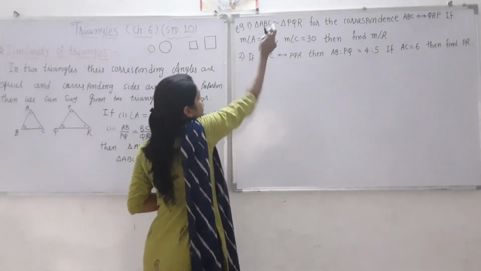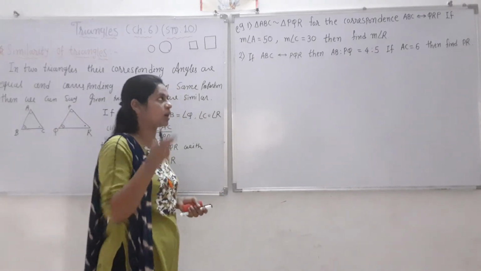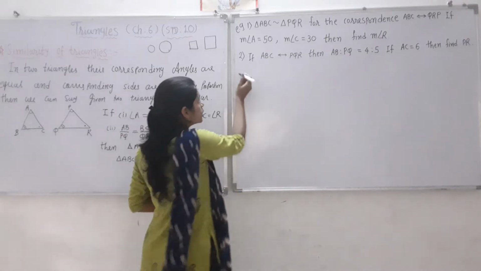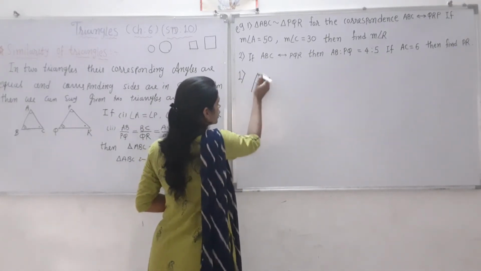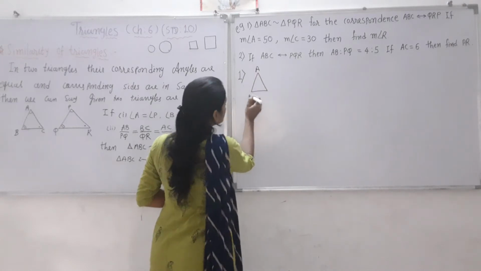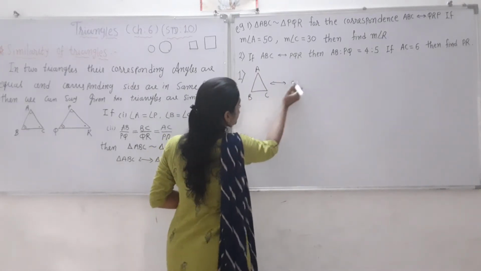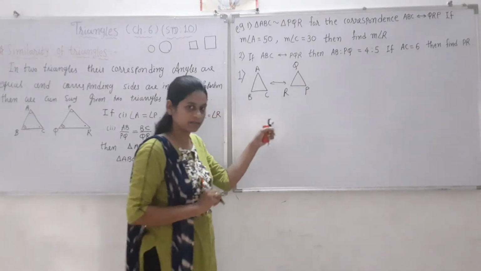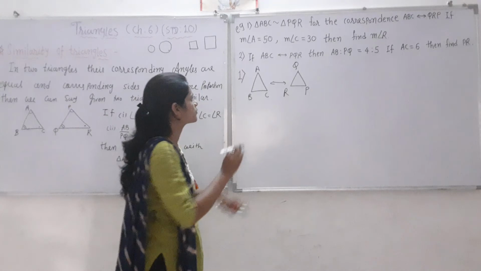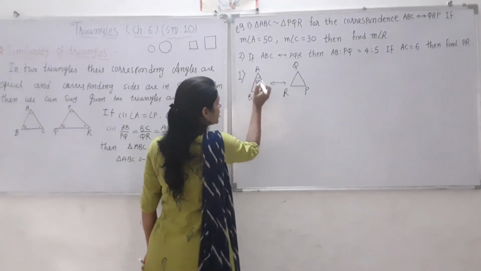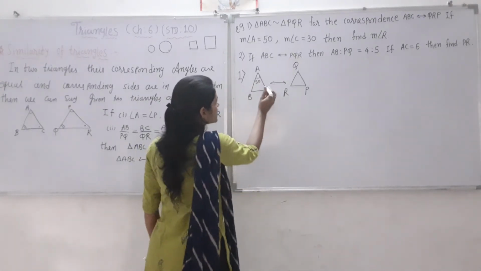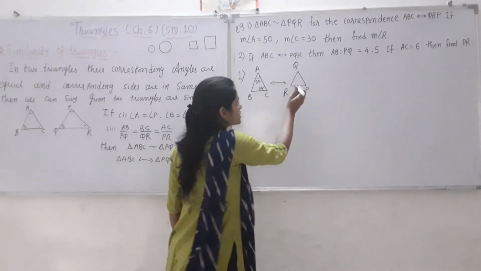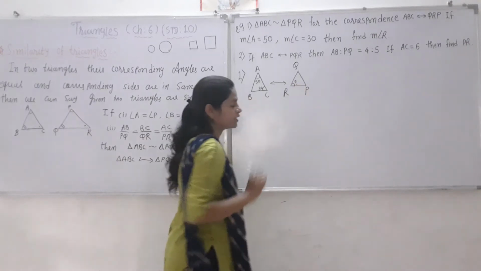Here, triangle ABC similar to triangle PQR is given. Their correspondence is ABC corresponding to QRP. So for solving the first question, ABC corresponds to triangle QRP, so you can write it this way. Measure of angle A is 50. Measure of angle C is 30. Find the measure of angle R. You want to find this.